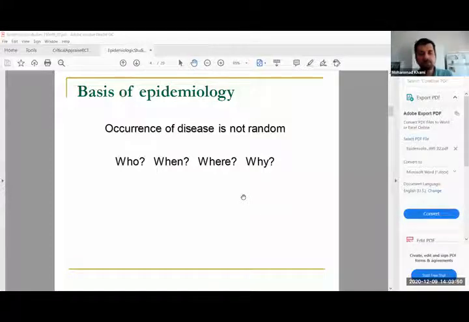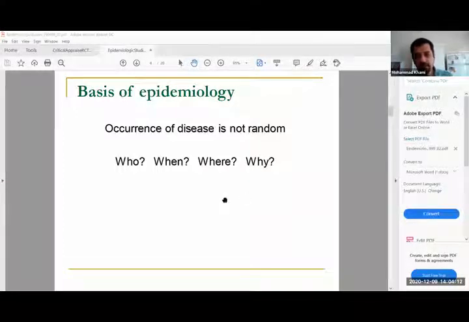In epidemiology, we try to find what the risk factors are, how they act, how important their role is, why these risk factors have a role, where they apply their roles, and when.